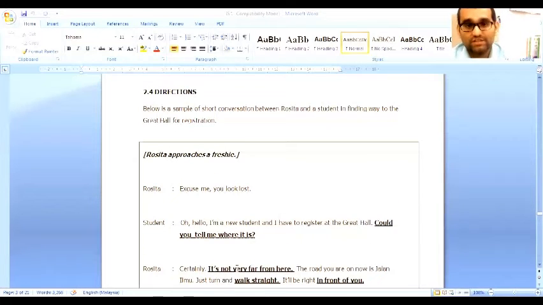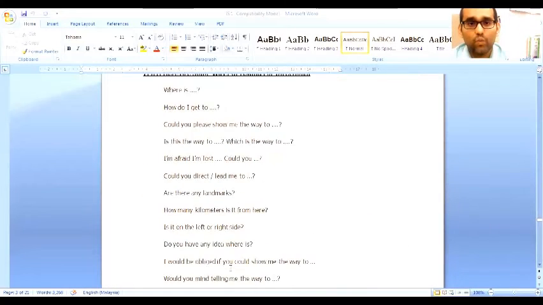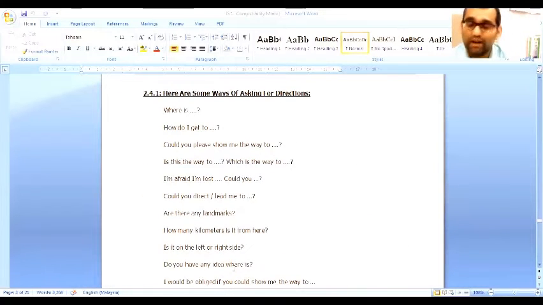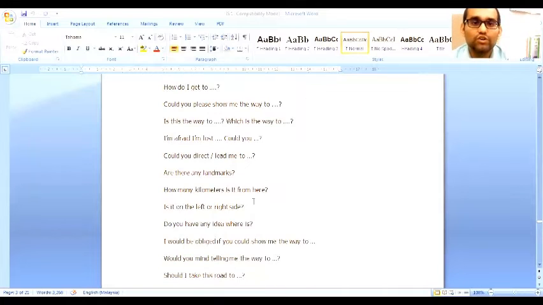Okay, for directions. In directions, there are ways such as, here are some ways of asking for directions. Such as, where is, how do I get to, could you please show me the way to, is this way to the shop, which is the way to, right? I'm afraid I'm lost. Could you help me, for example? Could you direct me or lead me? Are there any landmarks? So landmarks means a location where people don't know how to go there, but you have some location to go there.